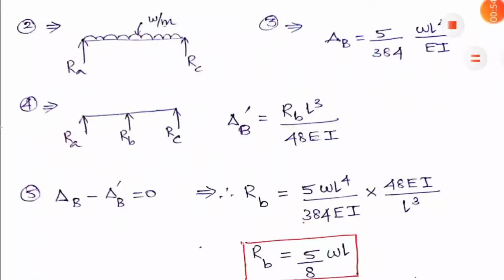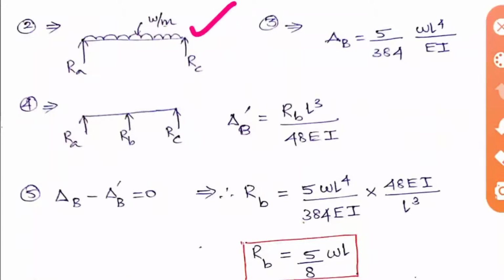So what is the second step? The second step is to locate the redundant reaction and remove it, okay? Here I have taken the middle reaction, that is your propped reaction. That reaction I have assumed as a redundant one, and I have removed that. So that is your second step. In the third step, you have to find the deflection considering only the external load and not the redundant reaction. So it will become a simply supported beam with UDL. We know the value for that. It is 5 by 384 WL to the power 4 by EI. So that's all. Then the fourth step is what?